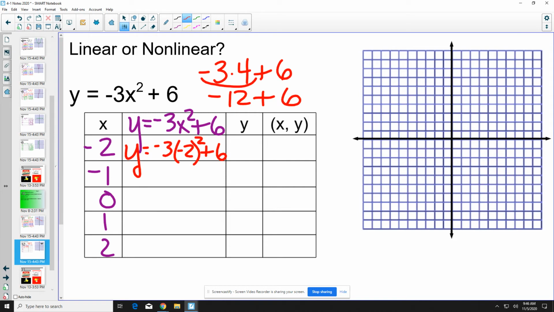Are they the same or different? They're different. Do I add or subtract? Subtract. Is it positive or negative? Negative. So one of the points on my graph is negative 2, negative 6.